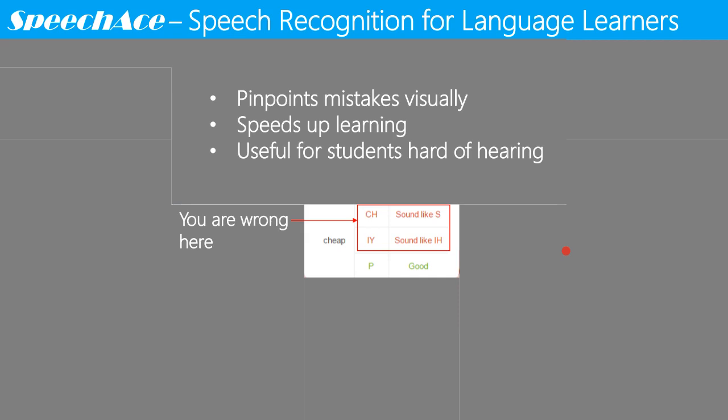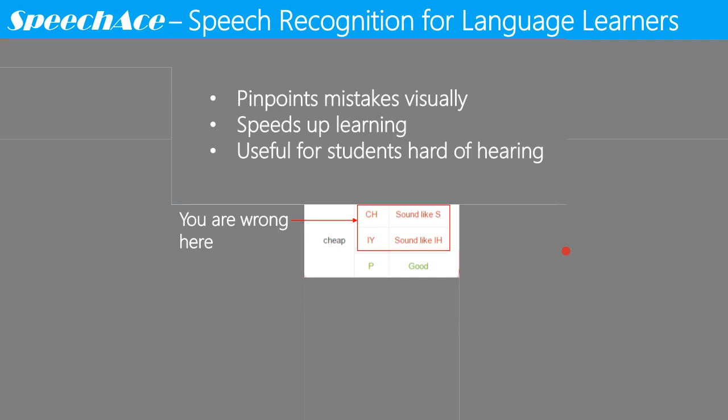The first one is that you actually pinpoint the mistakes visually. So students can see that they are wrong here. As I was describing earlier in the presentation, we as human beings cannot hear our own mistakes, but if we can visualize our pronunciation mistakes, then it is much easier for us to try and improve on those areas. Next, it speeds up our learning because we don't spend time listening to our mistakes, but we can visually see our mistakes.